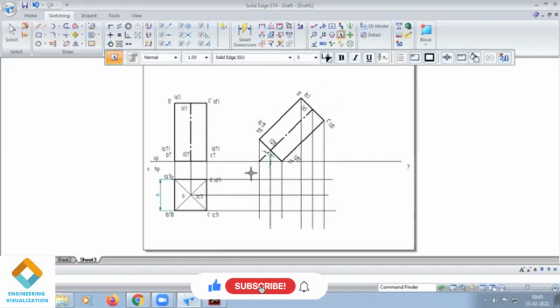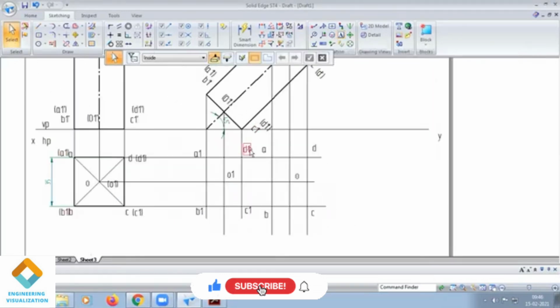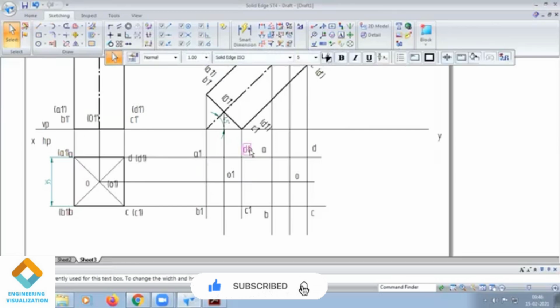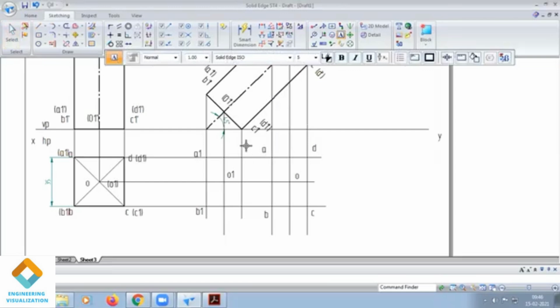So the bottom face notations you can write first A1, B1, C1, D1. This is O1. Similarly, we have this. It is D, and this is O. Okay. So herein, we are not able to see this D1 and this D1 and C1. So that D1 and C1, it is written within bracket. Okay.